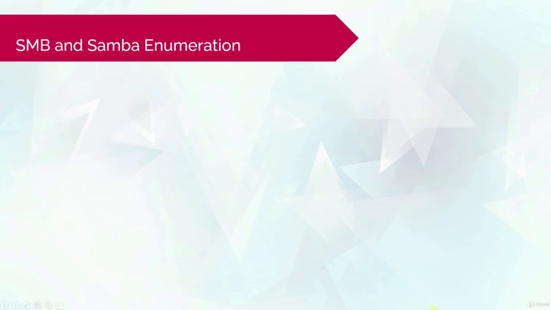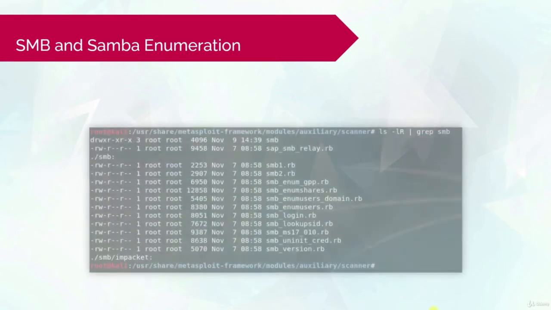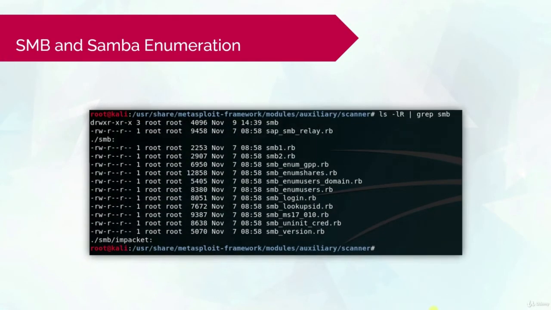SMB, which stands for Server Message Block, is a protocol for sharing files, printers, serial ports, and communications abstractions such as named pipes and mail slots between computers. In addition to that, Samba is a freely available SMB server for Unix. It's an implementation of SMB for Unix-like systems.